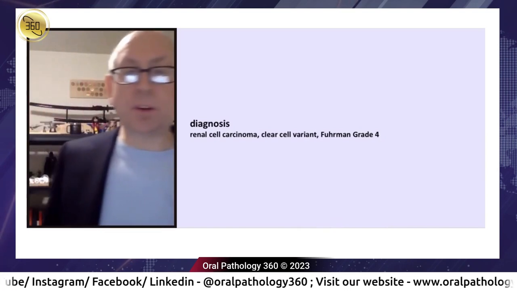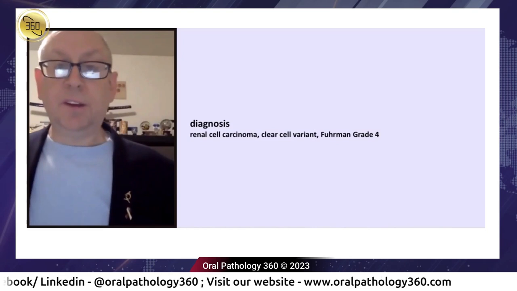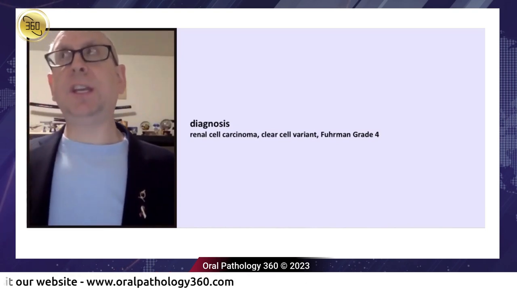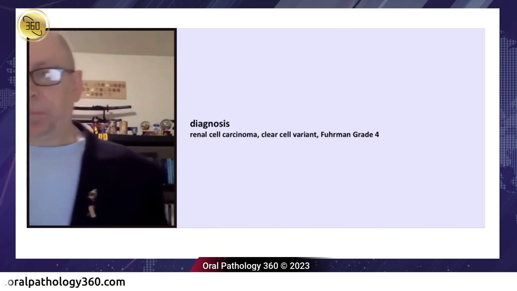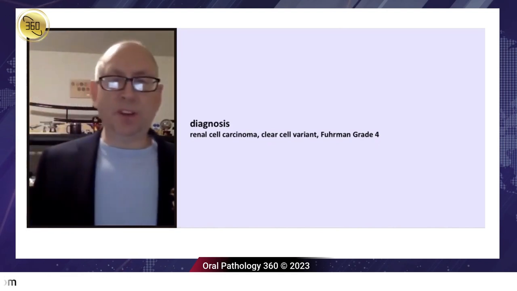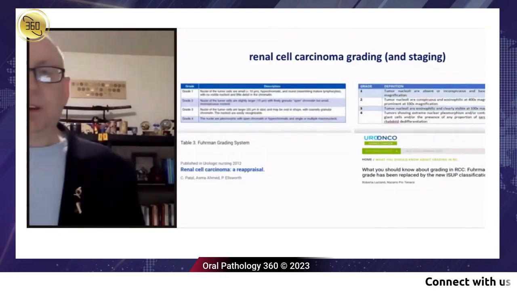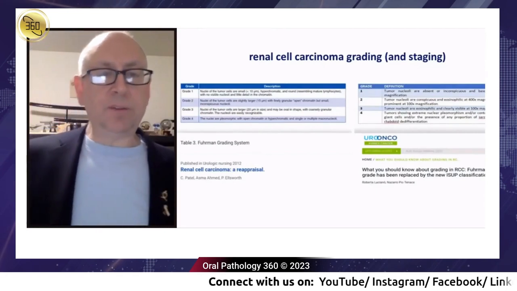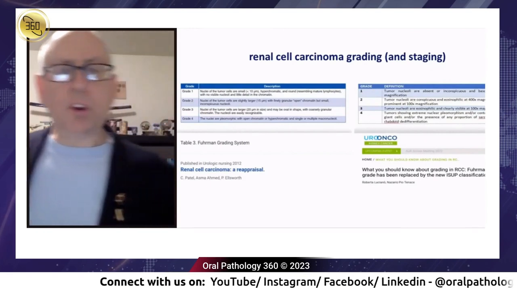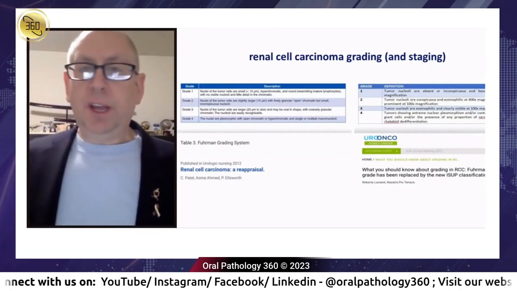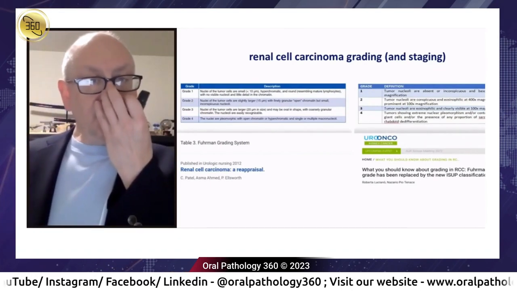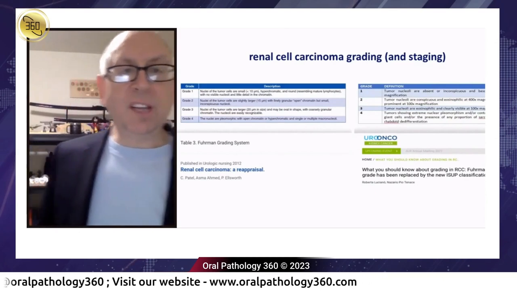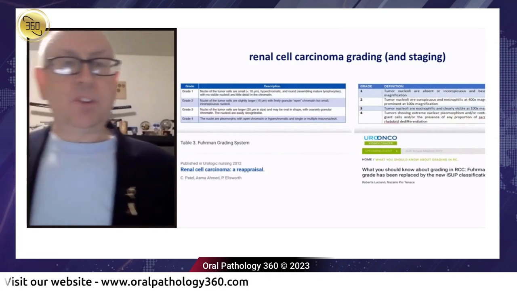So why is it Furman grade 4? We're going to talk about that. And I'm not necessarily making the Furman grade diagnosis in a metastatic lesion. It's almost by definition grade 4 if it's metastatic. But what I wanted to show you is I just pulled these out of the urologic journals. And I keep these in the background because they've changed the grading and staging a little bit, but it has to do with the nuclei size in terms of microns.